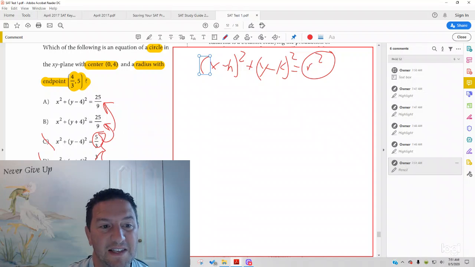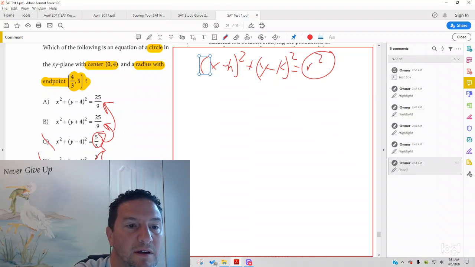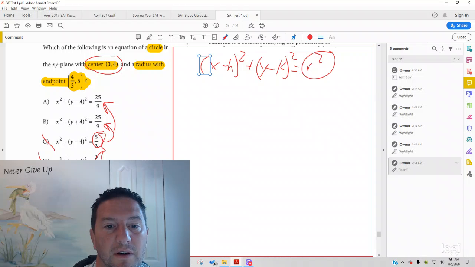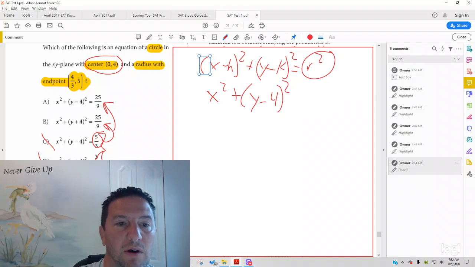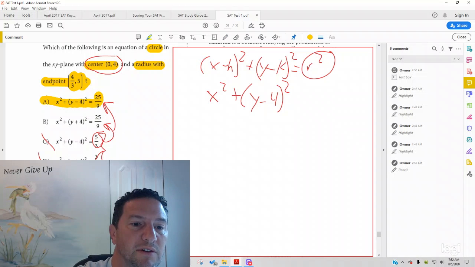Now, besides that, just keeping in mind the center, you'd have x squared, because your h is 0 there, plus y, and remember it's minus k, so it's (y minus 4) quantity squared. So once again, your answer is A.